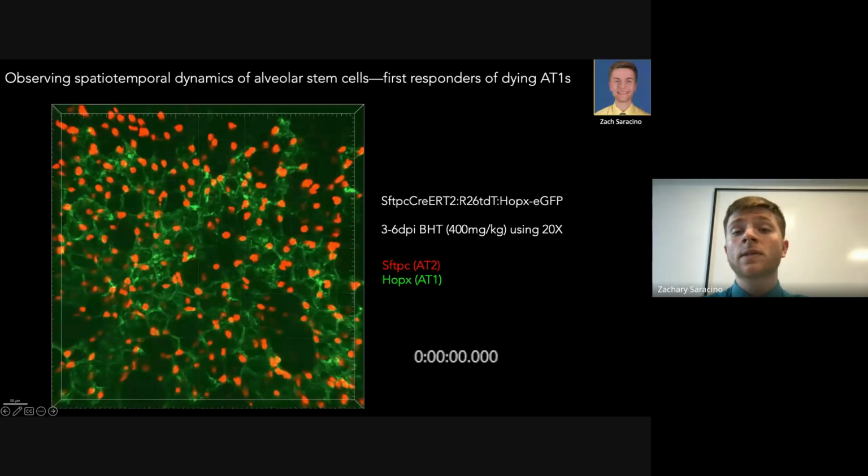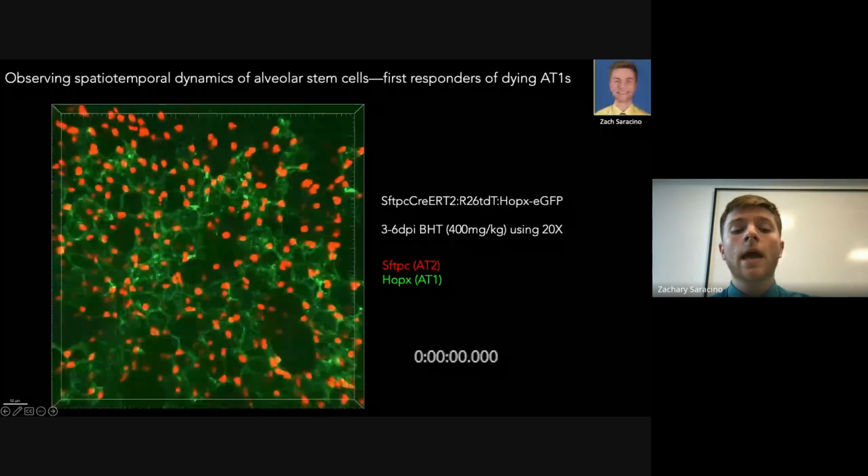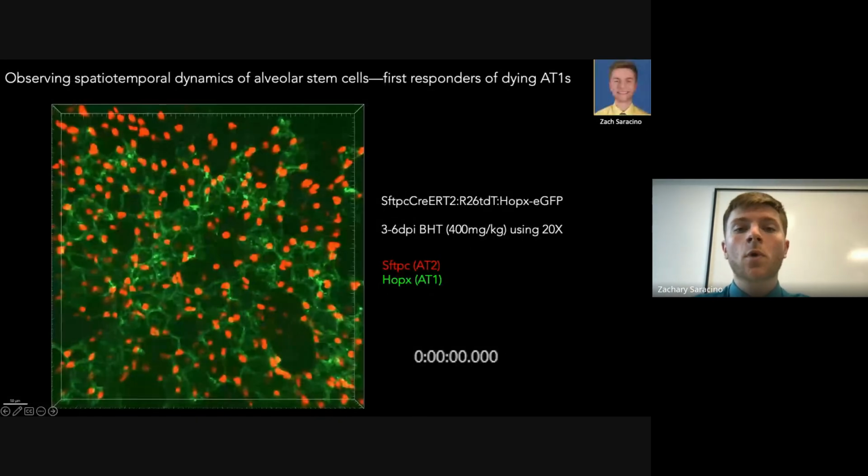And you give the mouse a single IP injection. It's really simple. It's also really cheap. And that concentration that we use is 400 milligrams per kilogram of mouse body weight. And so in this video that I'm about to show you, we also imaged at a 20x magnification, started at day 3 post-injury.